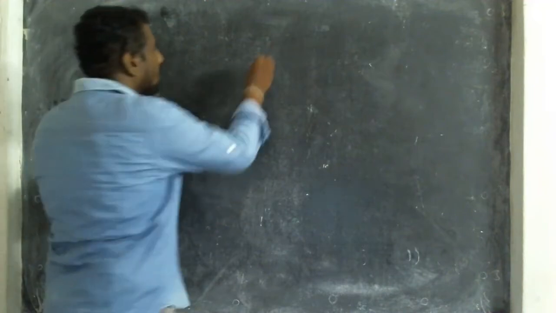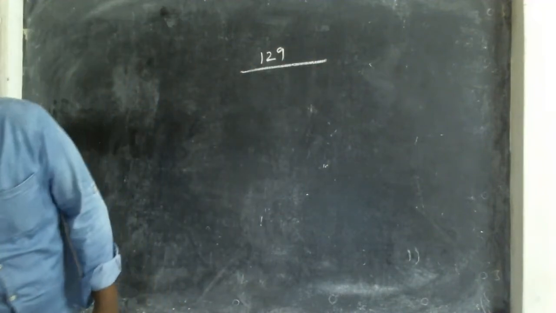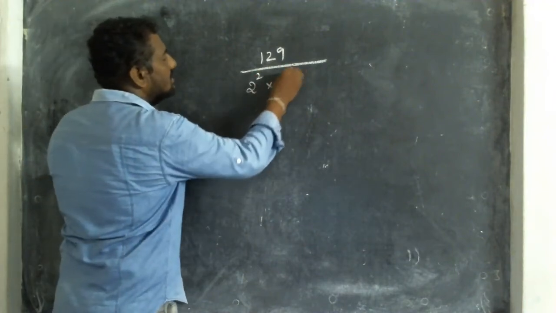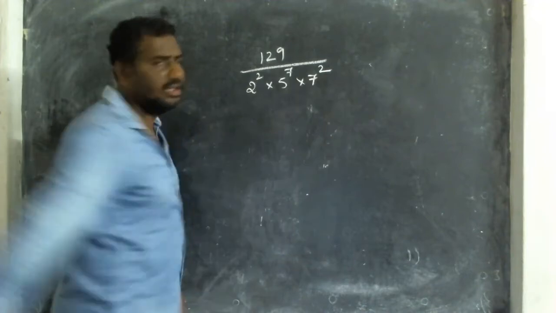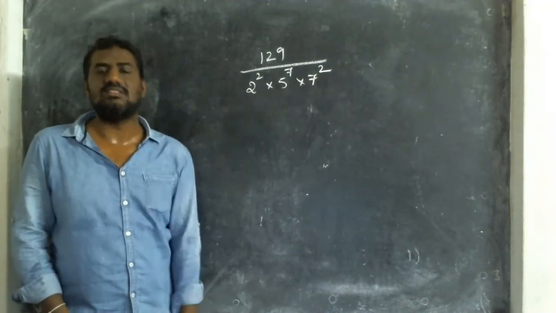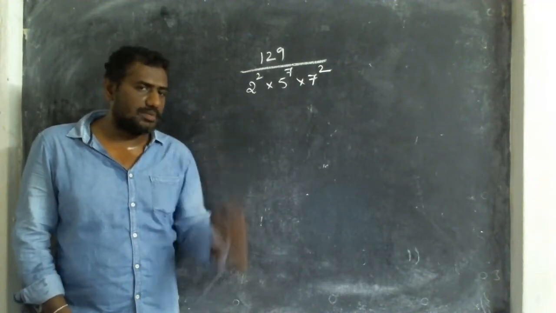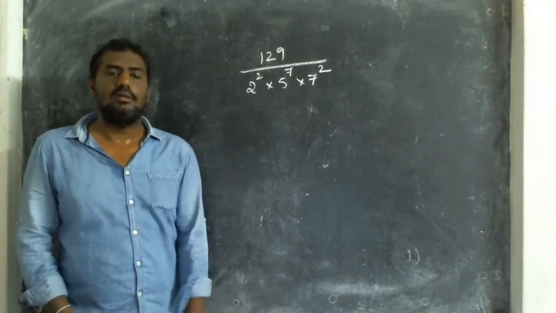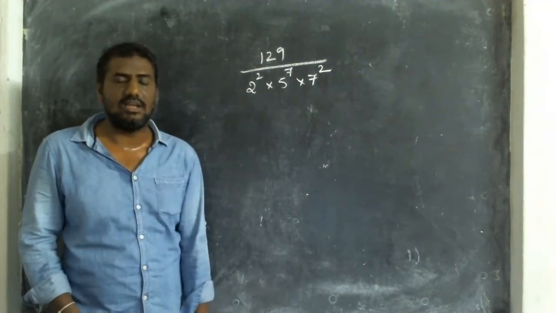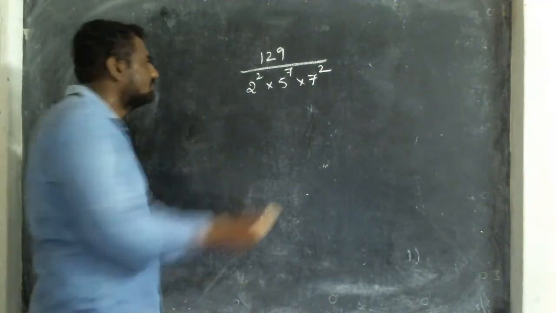Next question. 129 by 2 power 2, 5 power 7 into 7 power 2. Is it terminating or non-terminating? Non-terminating. Why? Here an extra 7 is there. 7 is not there in our definition. So in our denominator it should always be in the form of 2 power or 5 power or both 2 power and 5 power. But here an extra 7 is there. So we can say it is non-terminating. A non-terminating decimal we need not convert.